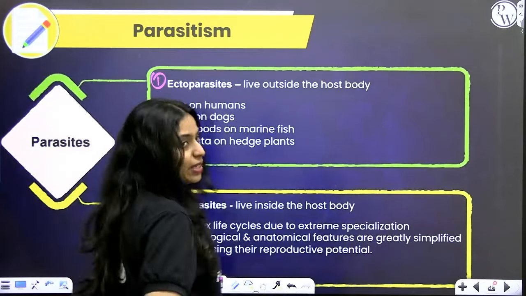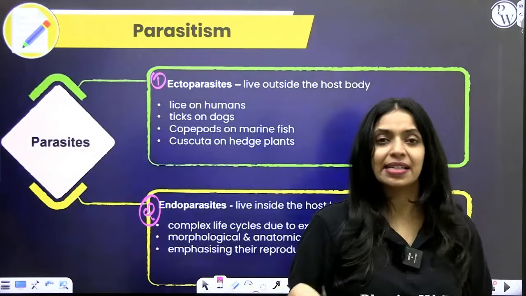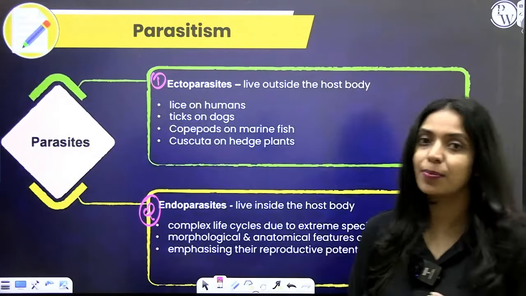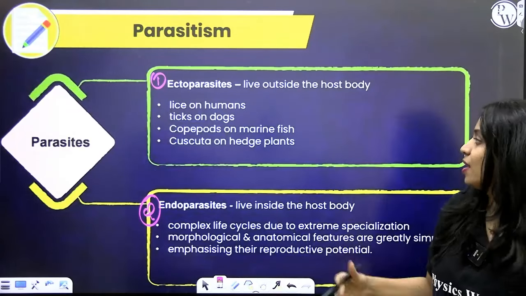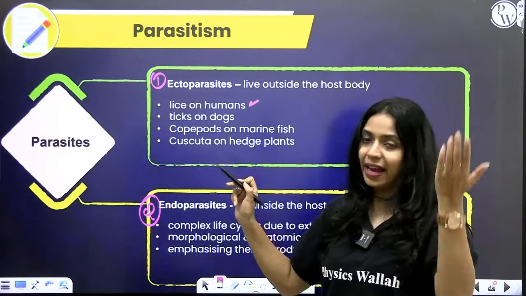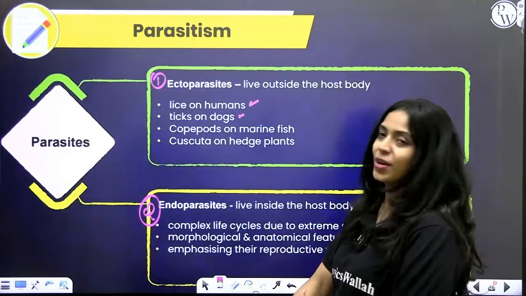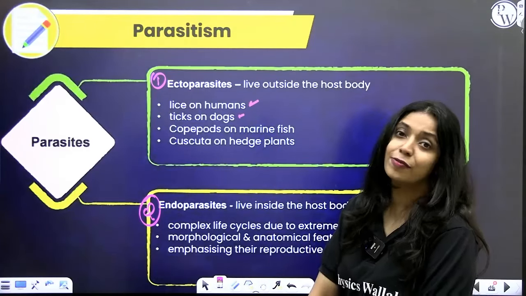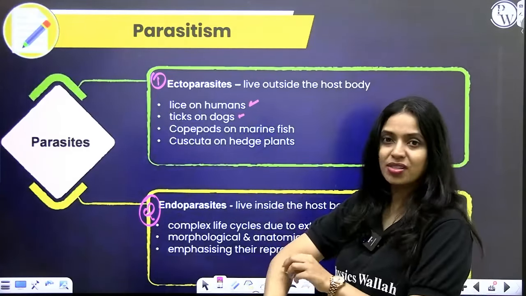You know what ecto means, right? Ecto means outside, endo means inside. Ectoparasites are those parasites that are present on the surface of organisms. For example, the lice in the human head, ticks are insects that are present in the fur of dogs. They will be attached to the skin of dogs.